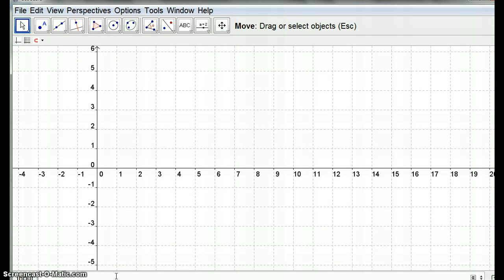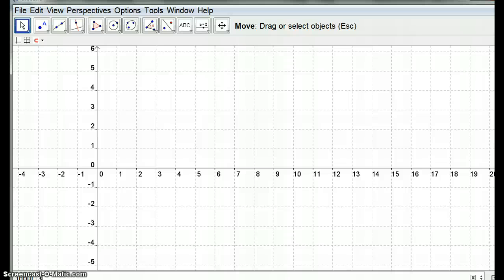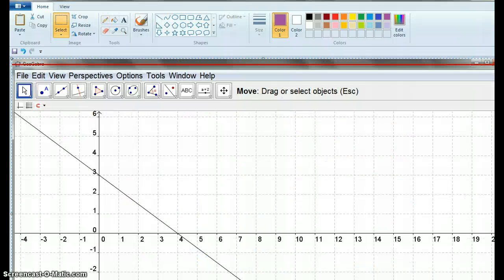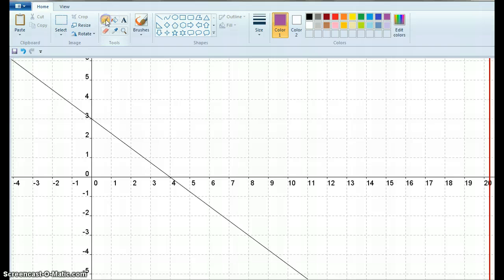So first I'm going to draw that one here. It was 3x plus 4y equals 12. Okay, so there was our line. Nice. So we need to do another one. Back into Paint. Alrighty, I'm going to do, let's make one up.